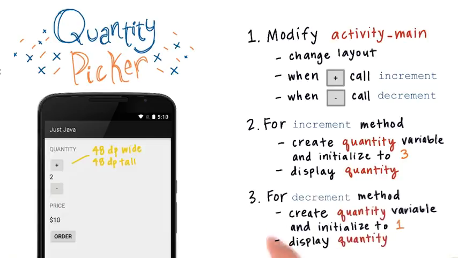For the third step, in the main activity, also add a decrement method and create a quantity variable that's initialized to the value 1. Then go ahead and display the quantity to the screen.